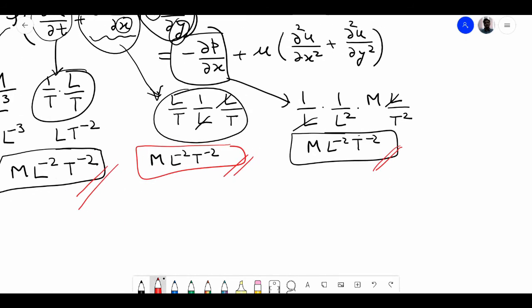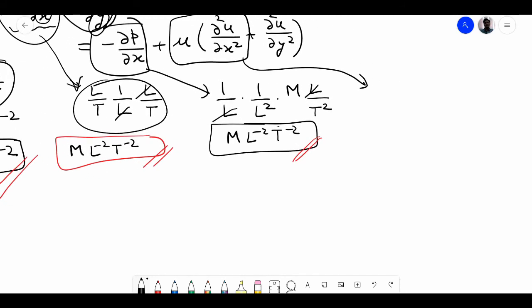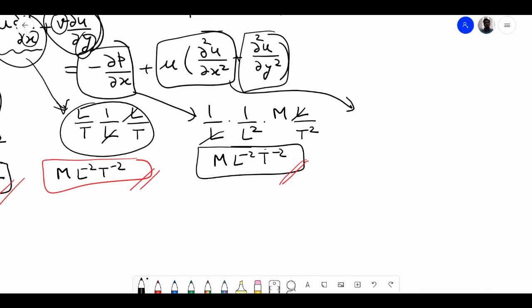Now we can also verify for this term, mu dou two u by dou x square. If we verify for this term, that term will be clear because this is just dou two u by dou y square. We change x by y. Dimensions are same for both x and y. So let us verify for mu dou two u by dou x square.